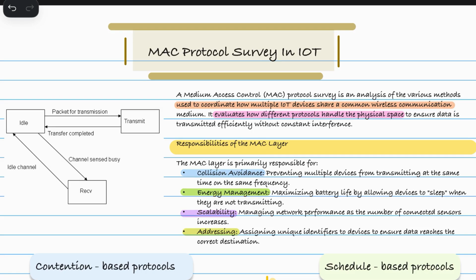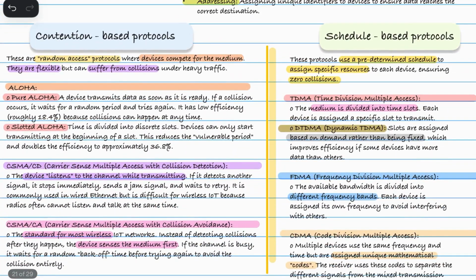So the first type of MAC protocol is the contention-based protocol. Alright, the word contention means competition. In this protocol there is no master schedule; devices simply compete for the airways. It is an ad hoc random access approach, and devices compete for the medium. They are flexible but can suffer from collisions.